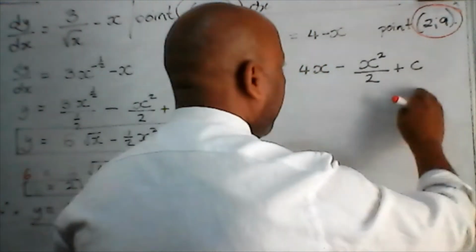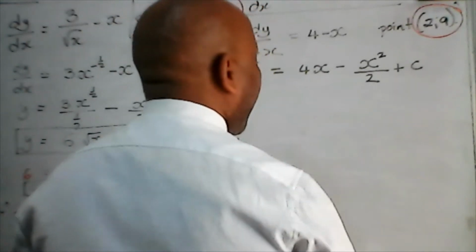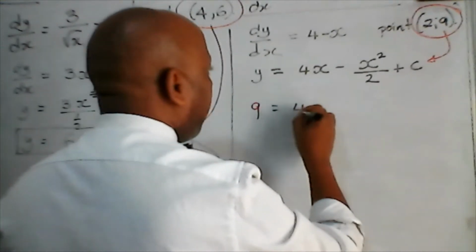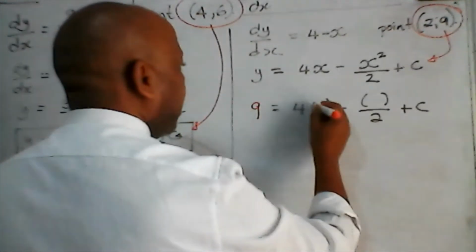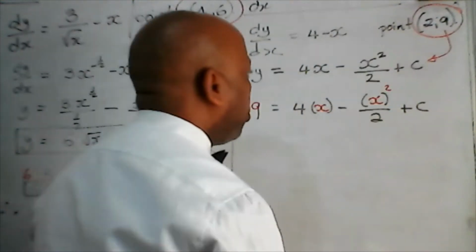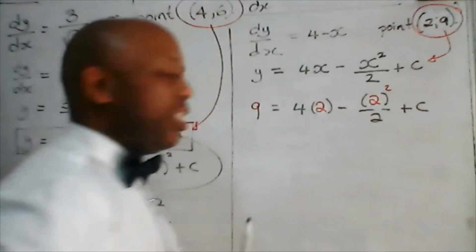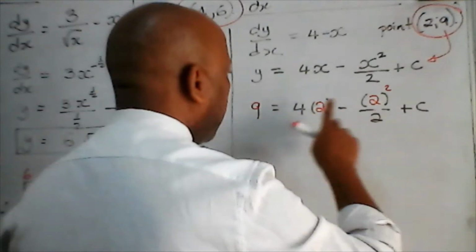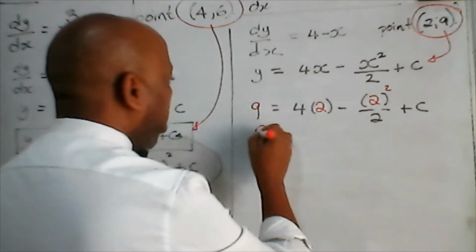This is your arbitrary solution, but we want a specific solution because we are given a point through which the graph passes. (2, 9) is our point for substitution. This time, substitute 2 and 9 into there. Your y is equal to 9, and that is equal to 4x minus x squared divided by 2 plus c. So your x there, let's substitute 2 for x as well. Work out your c, and your c becomes 9 minus 6, which is 3. So c is equal to 3.